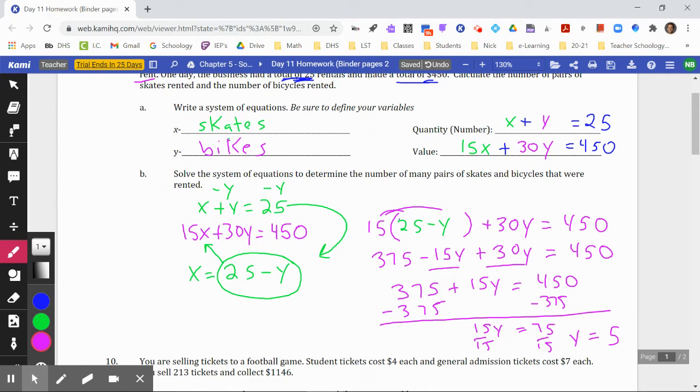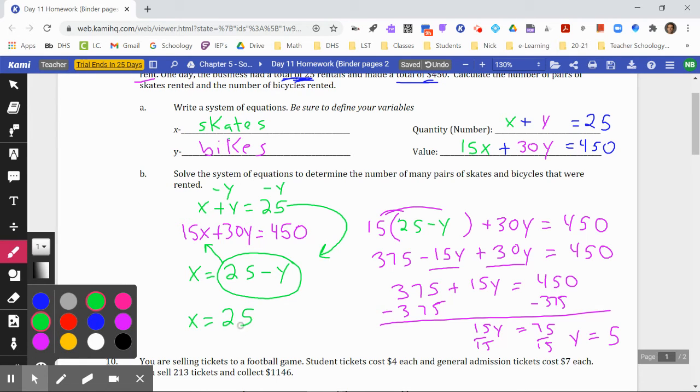All right, so we solved for Y. Now we just have to solve for X by plugging that back into our equation here. So we said X is equal to 25 minus 5, or X is equal to 20. Again, you could have solved this by elimination if that's what you preferred, but you would have gotten the same answers. We got X equals 20 and Y equals 5.